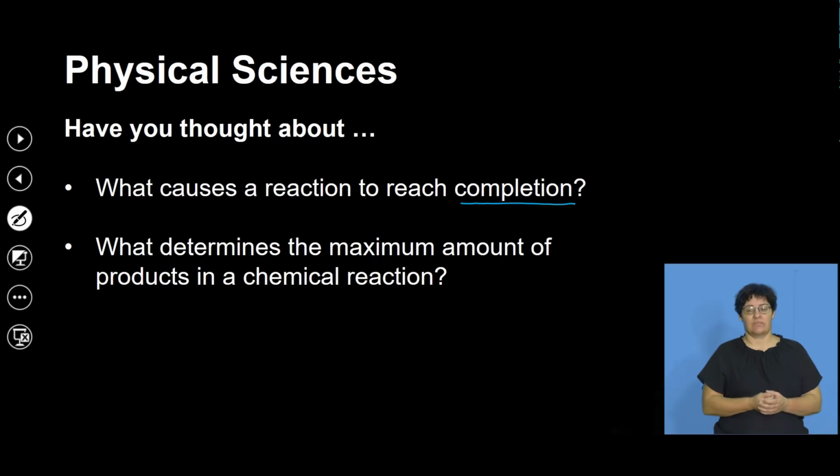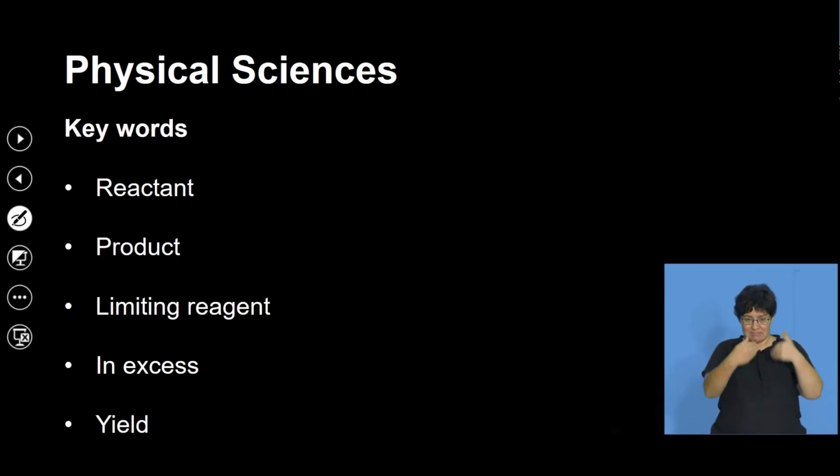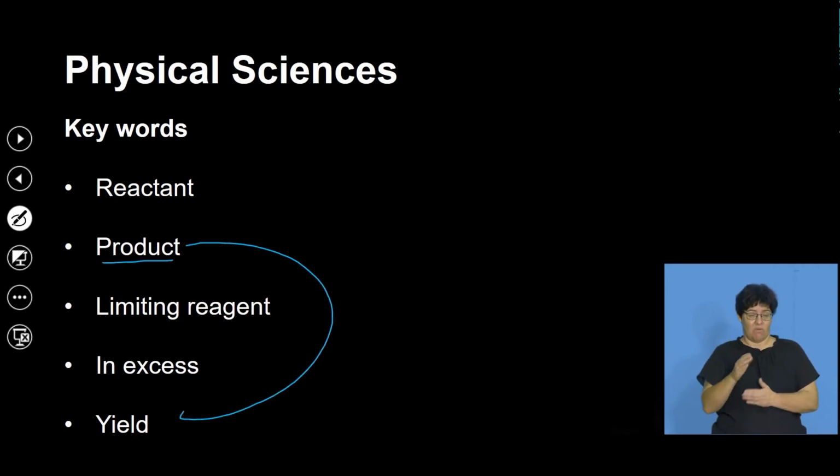Then again, the second one says, what determines the maximum amount of products in a chemical reaction? Okay, right. So those are the two questions. What are some of the keywords? Reactant, products, limiting reagent. When we say something is in excess, what exactly are we talking about? We also talk about the yield in terms of the product. So these two terms are actually related to each other. If one reactant is a limiting reagent, the other one must be in excess. So these are some of the key terms that we're going to focus our attention on.